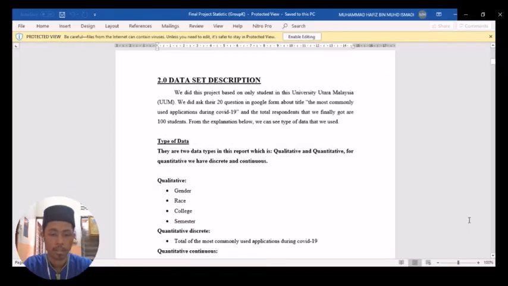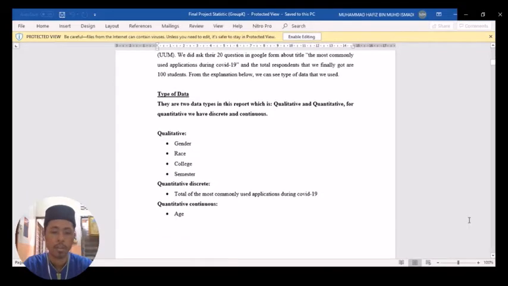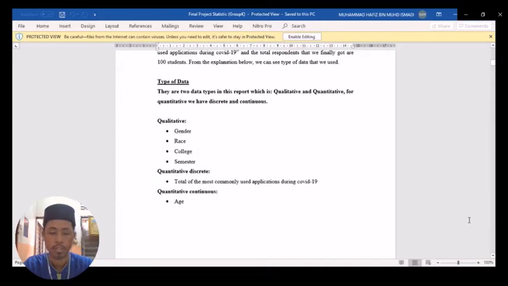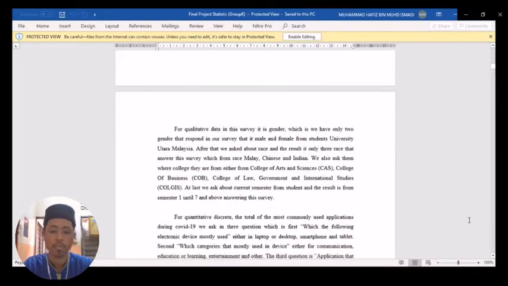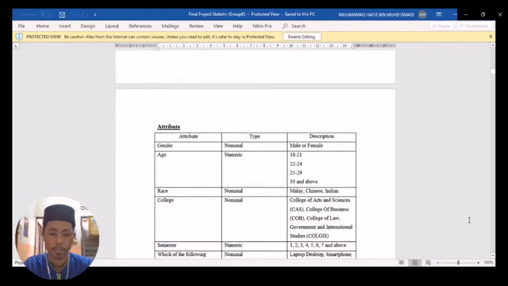For the type of data, there are two data types in this report, which are qualitative and quantitative. For quantitative, we have discrete and continuous. Examples of qualitative data are gender, race, college, and semester. For quantitative discrete, the total of the most commonly used applications during COVID-19, and quantitative continuous is age. That's all for the explanation of the data.